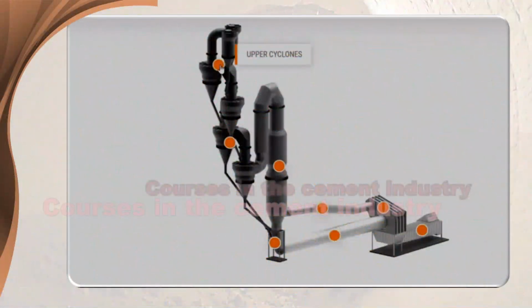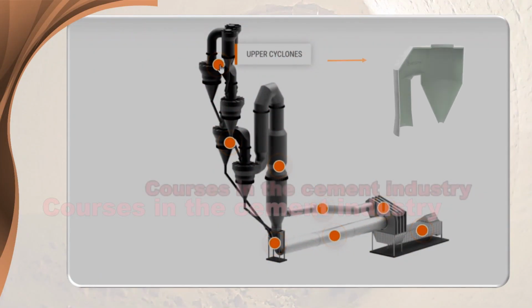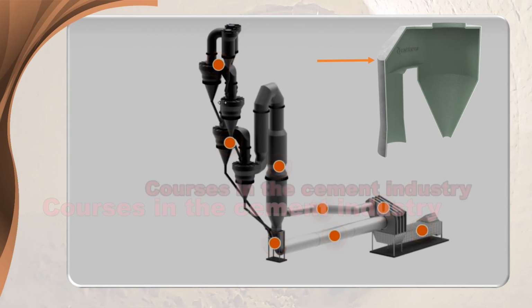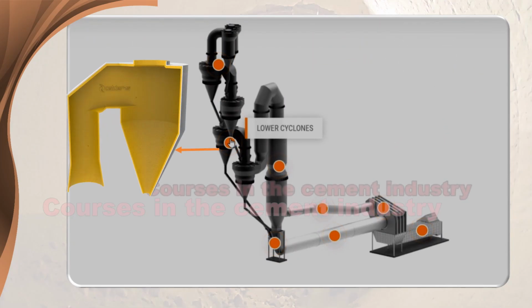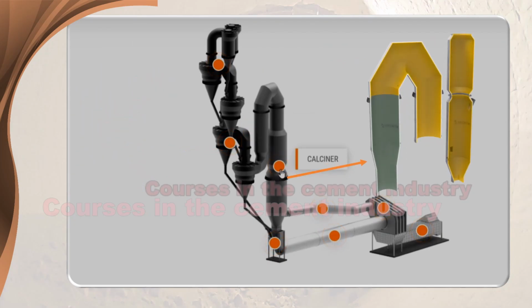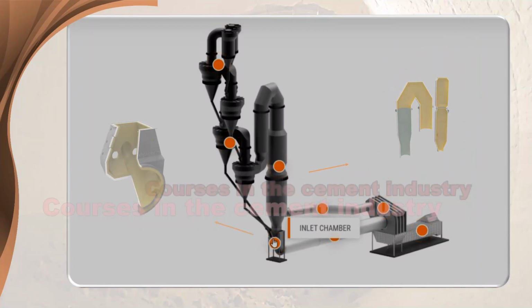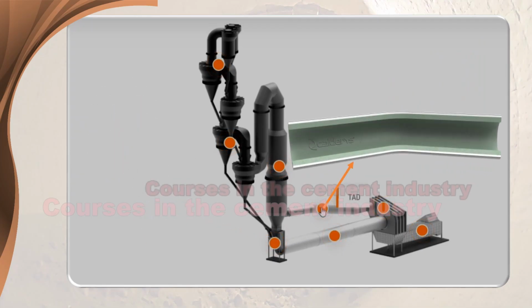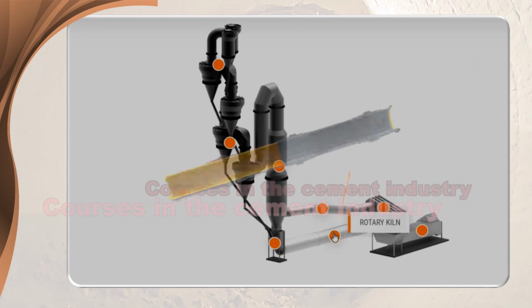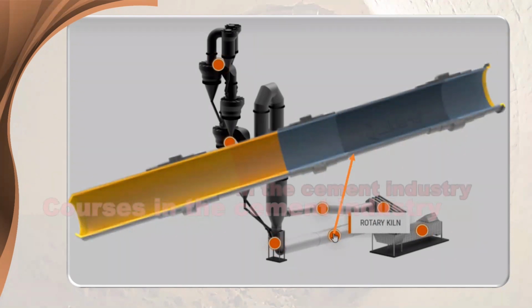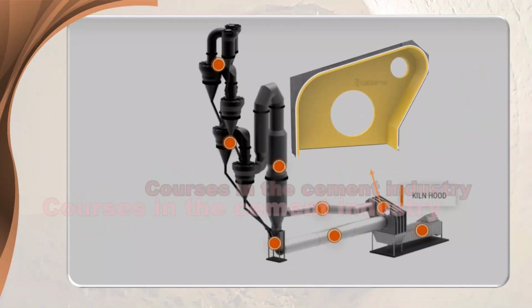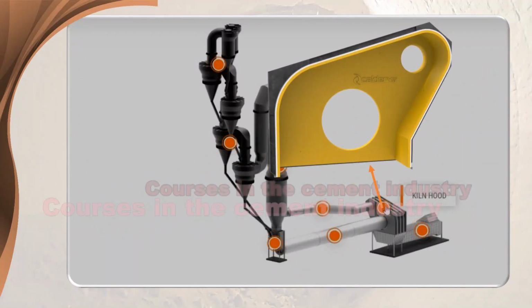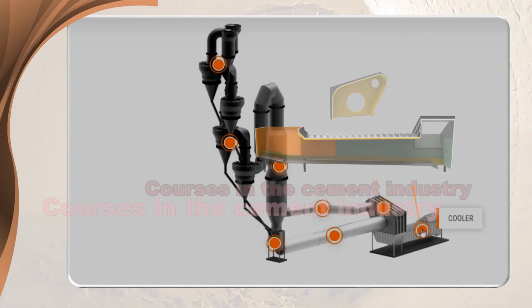The video below shows the places refractory bricks and castables are used. 1. Upper cyclones. 2. Lower cyclones. 3. Calciner. 4. Inlet chamber. 5. Tertiary air duct. 6. Rotary kiln. 7. Kiln hood. 8. Cooler.